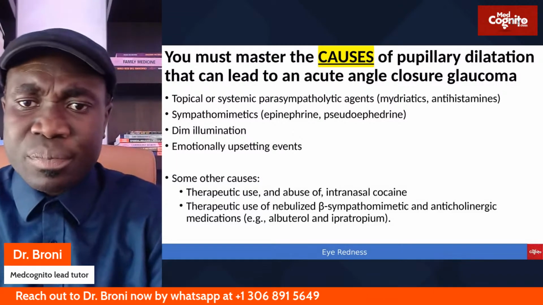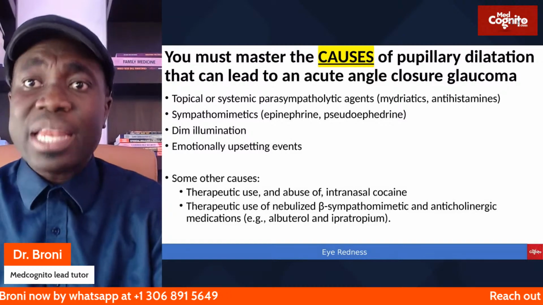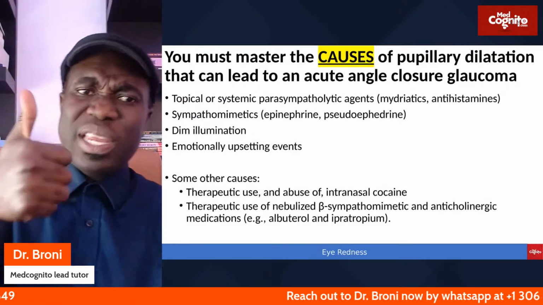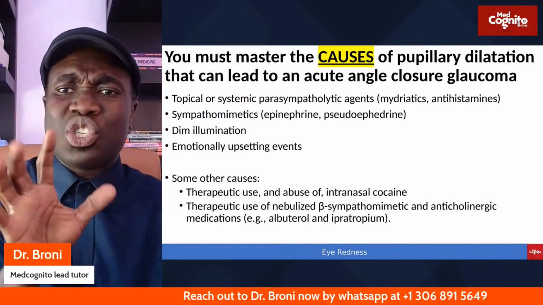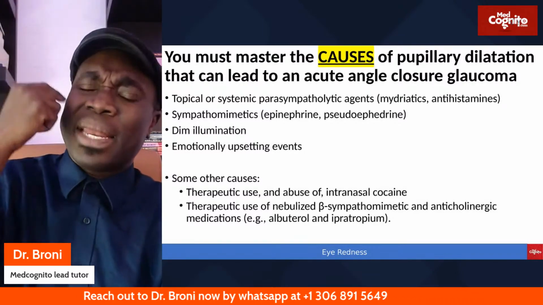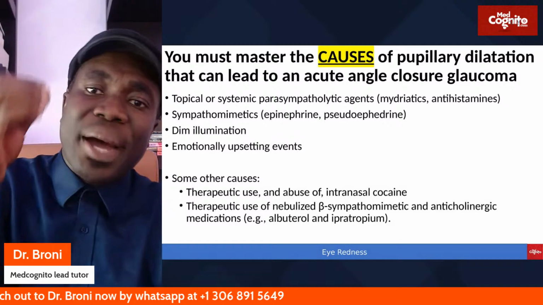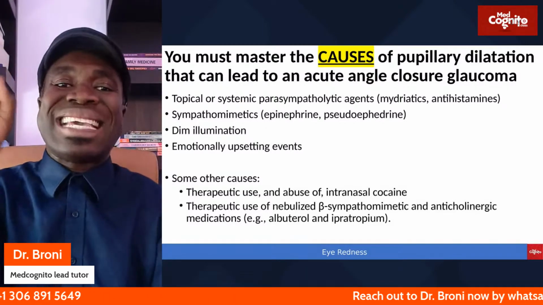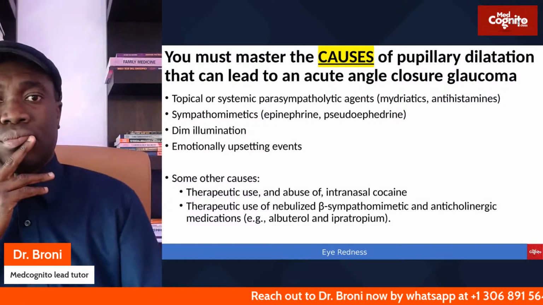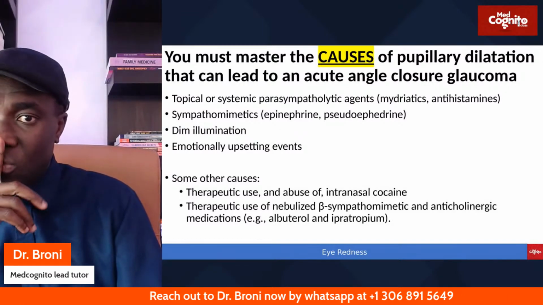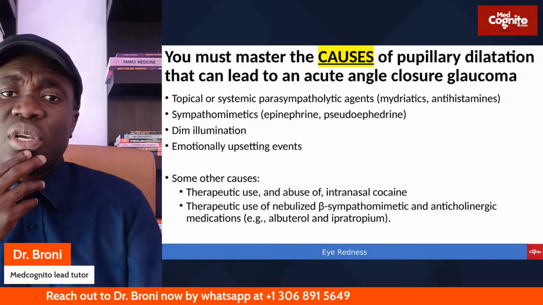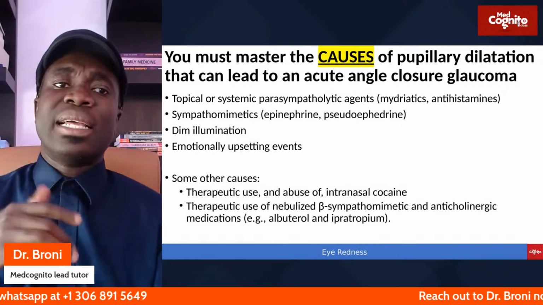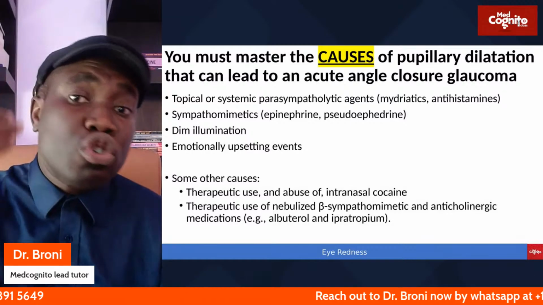So what are the causes of pupillary dilatation? Number 1, and in your board exam, these are the things you need to look out for. You will either be given a clue that the patient used a topical medication, a parasympathetic blocking agent, like a mydriatic or an antihistamine. That's the first thing. Number 2, it could also be that the patient took a sympathomimetic agent like epinephrine or pseudoephedrine.